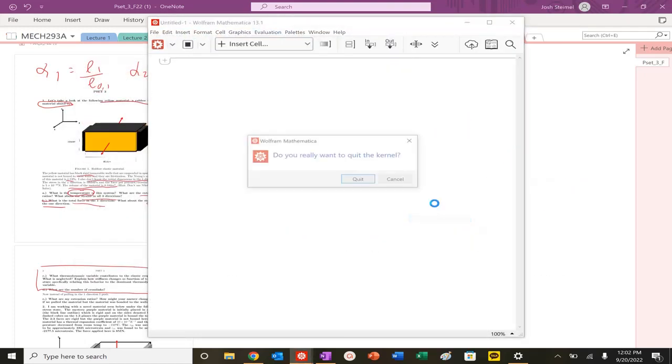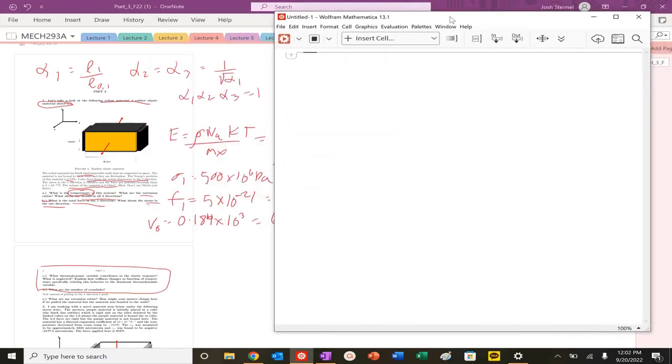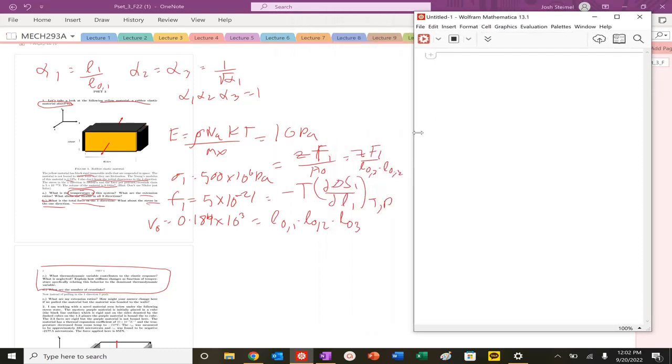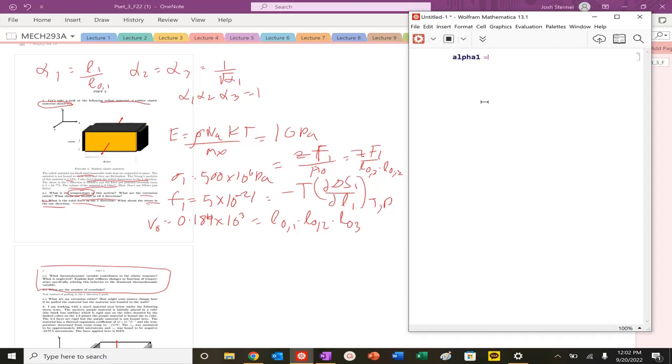Again, clear everything. Separate notebooks for different problems is a good idea, but again, it's just how you want to work with the problem, with the constraints of the problem that you're given. So let's go ahead and now we can start typing. And some of this can be done ahead of time. So alpha 1, L1 over L naught 1.